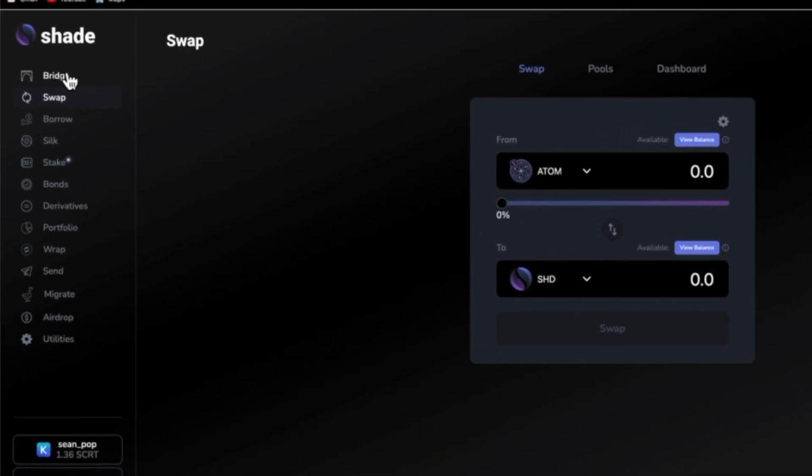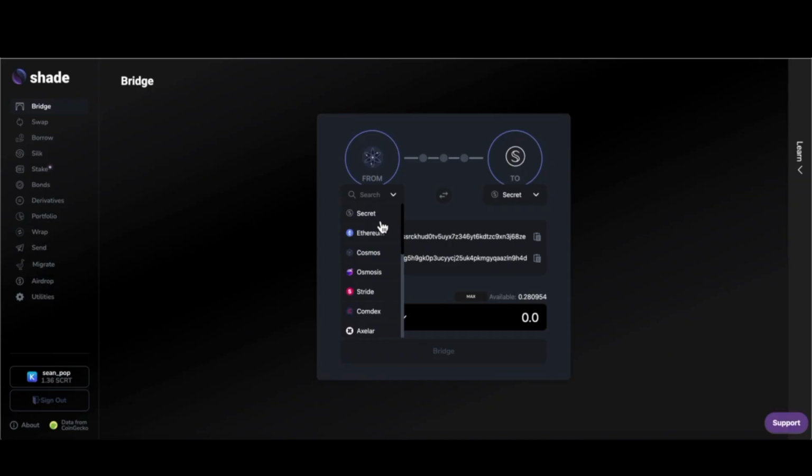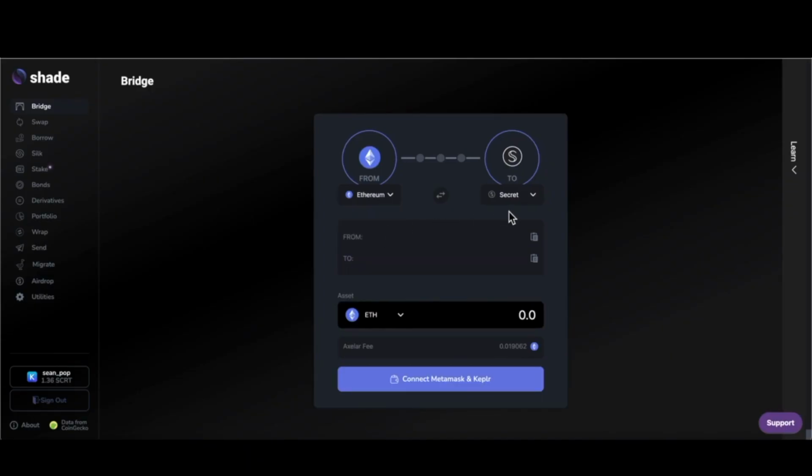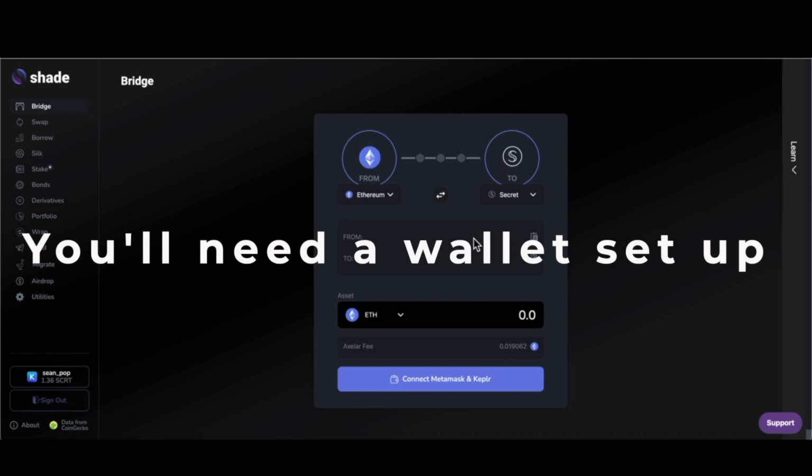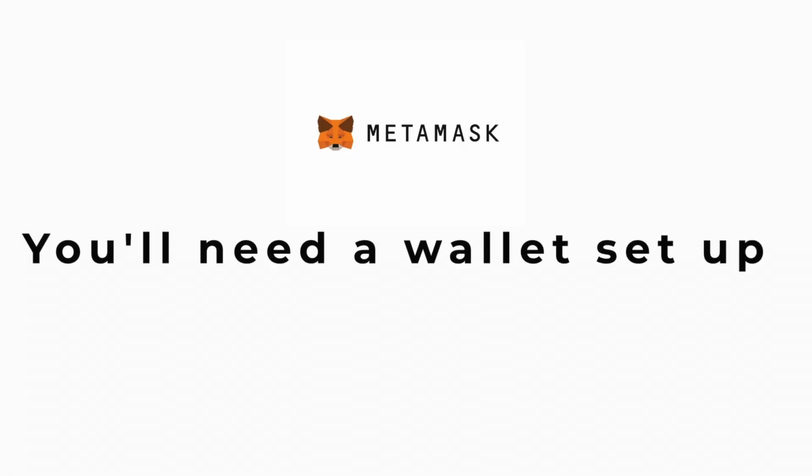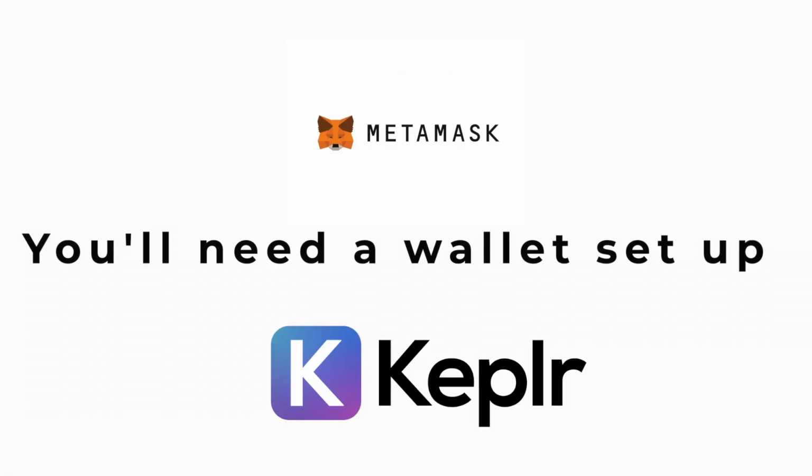So let's start with the navigation bar on the left, and at these options, bridges at the top. We'll go into that. This is likely the first tool that you would use as you would move funds onto Secret Network. And the only assumption that this makes is that you have a wallet set up. Options like MetaMask for Ethereum and Keplr for Cosmos are very popular.